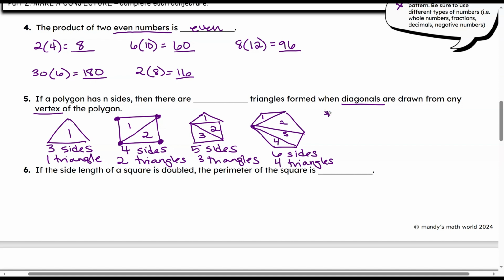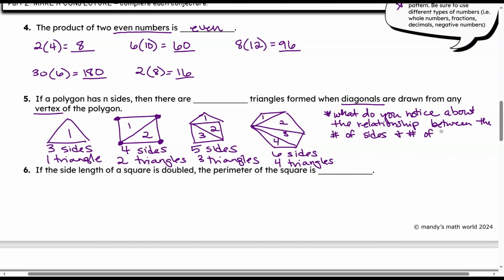And let's write that down. What do you notice? Because you want to be able to refer to this, right? What do you notice about the relationship between the number of sides and number of triangles? The number of sides and number of triangles. What do you notice about the relationship?